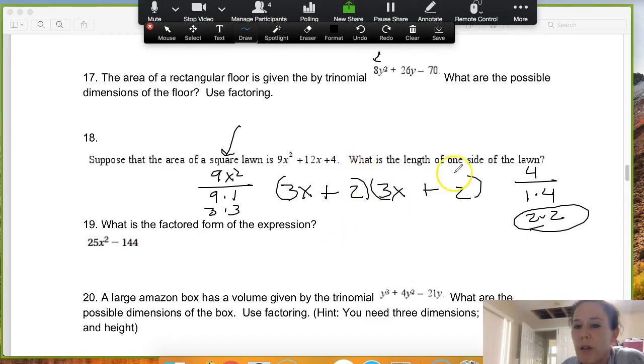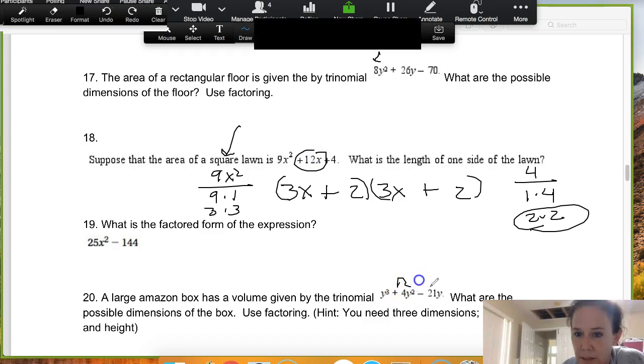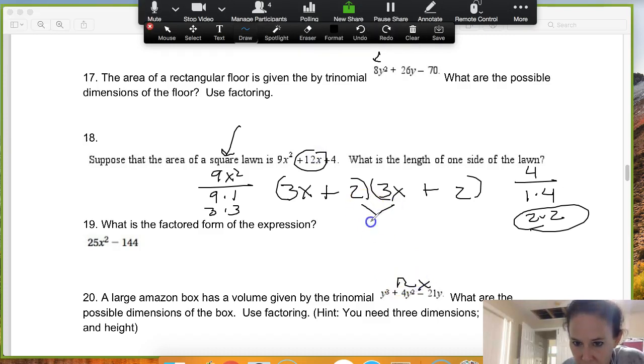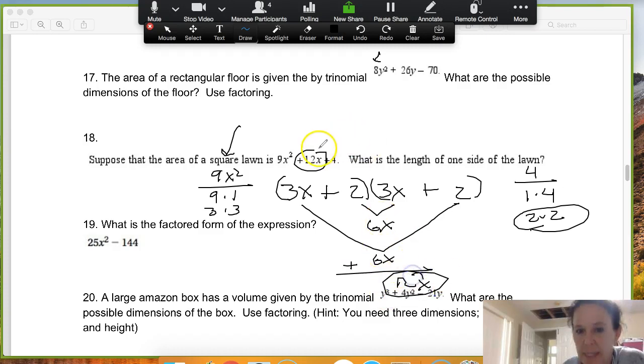Now check. 2 times 2 is 4. 3x and 3x is 9x squared. Check your middle term and make sure it adds up to be 12x. So I go like this. Inner term is 6x. Outer term is 6x. Do they add to be 12x? Yes, I've done it right. 3x plus 2 times 3x plus 2.